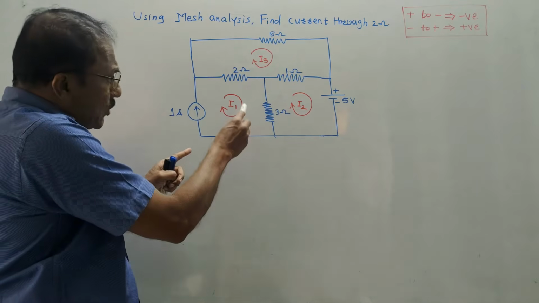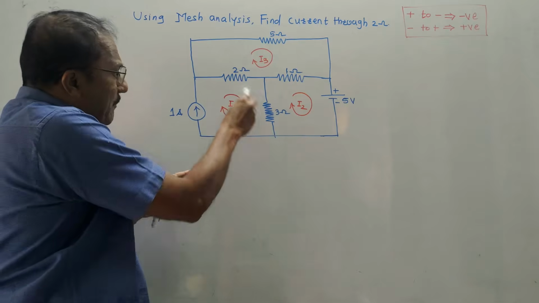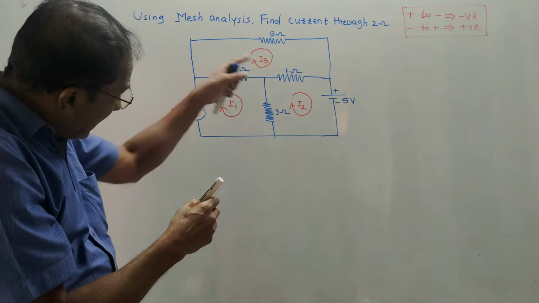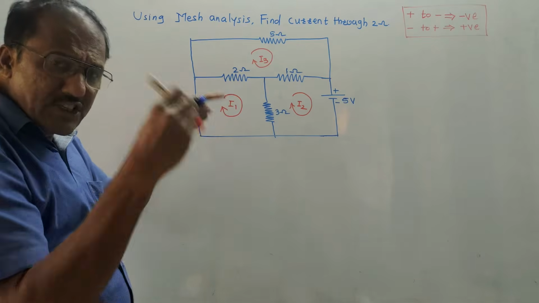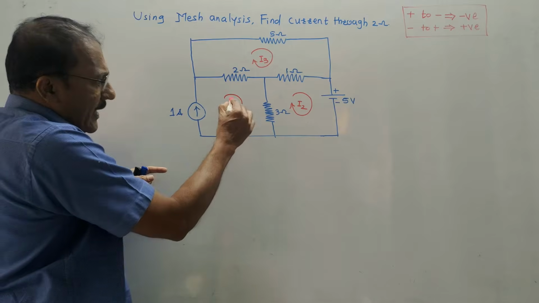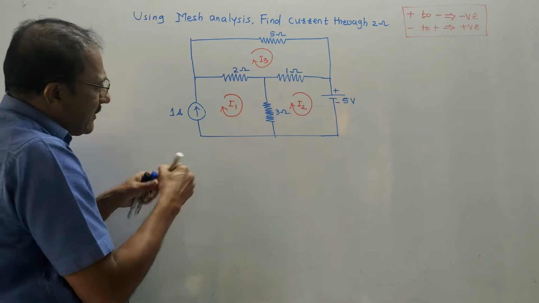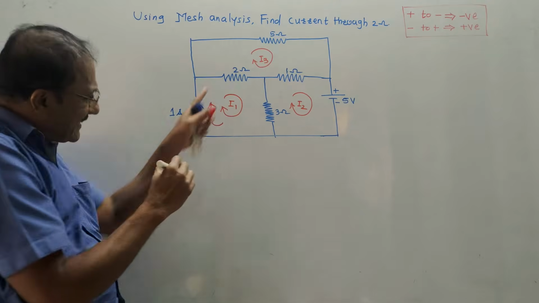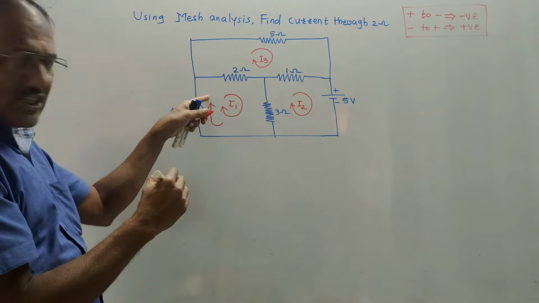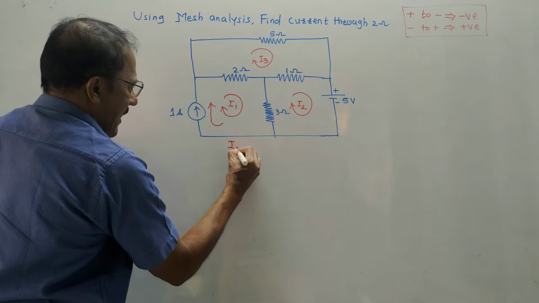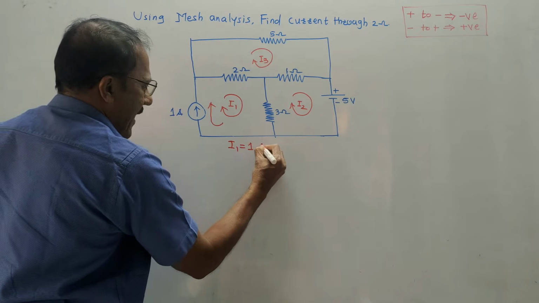So, in case of a super loop or super mesh, do not apply KVL for I1, for loop 1. Then what to do? Directly from loop 1, you can generate one equation. How to do it? Look at the loop current. In loop 1, I have marked the loop current as I1. Through the current source, I1 will pass like this. That means it is in the same direction as that of I1. So directly I will generate one equation. I1 is equal to 1 ampere.